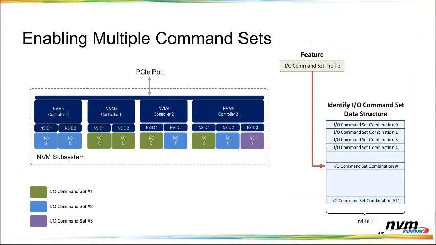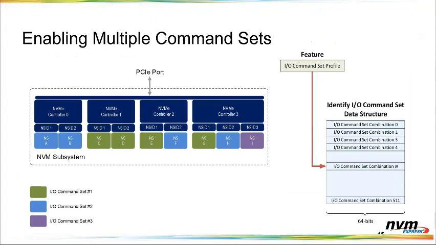Associated with each namespace is now a command set. An NVM subsystem may support namespaces associated with different command sets at the same time, and you can mix and match attaching them to controllers in an arbitrary manner. On this slide, we have an NVM subsystem with 4 controllers and 9 namespaces. 4 of the namespaces support command set number 1, shown in green. 4 of the namespaces support command set number 2, shown in blue. And 1 namespace supports command set number 3, shown in purple.